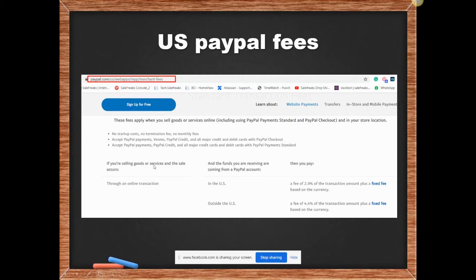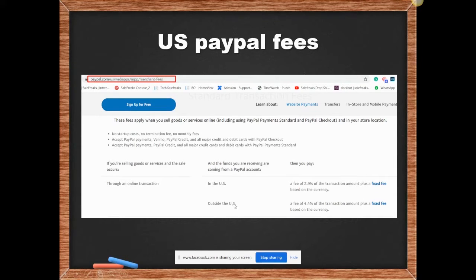If you're selling goods or services, then you pay 2.9% plus a fixed fee, which is 30 cents, if the transaction occurs in the United States and the funds you're receiving are coming from a PayPal account in the US. So if you yourself are a US resident with a US PayPal account and you sell inside the US, so you get paid by buyers with a US PayPal account, right? Then your fees will be 2.9% plus 30 cents.